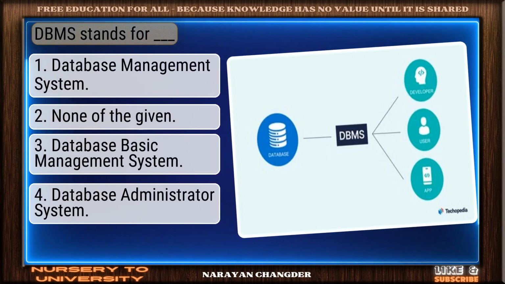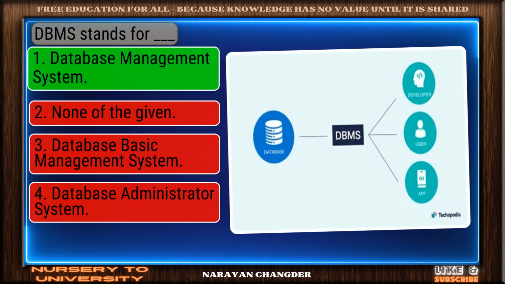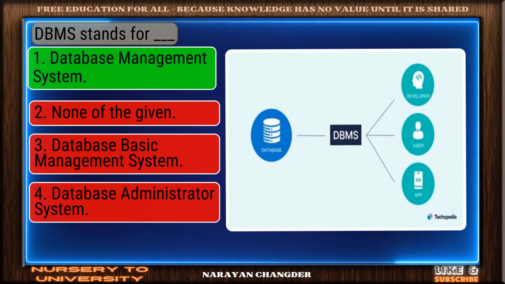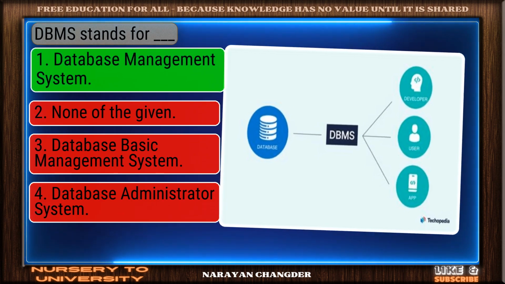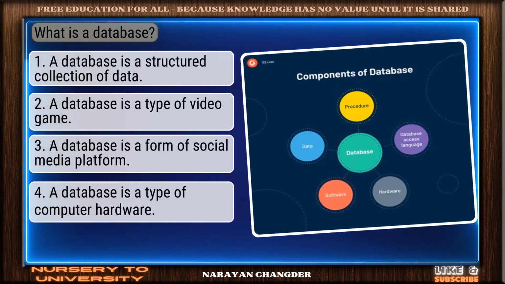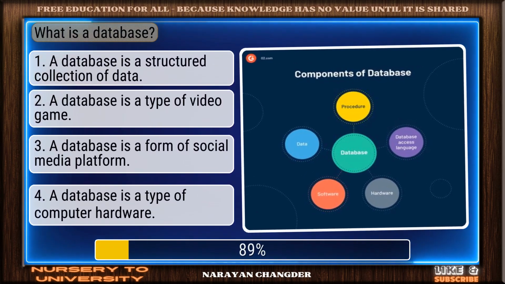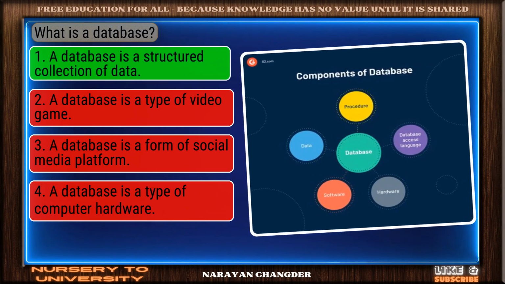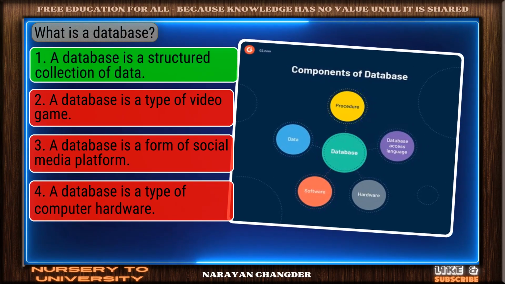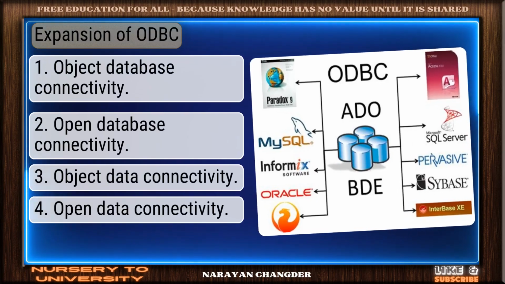Question number 75. DBMS stands for dash. Sharp thinking. Database management system is the right choice. Question number 76. What is a database? You chose a database is a structured collection of data. And it is correct. Question number 77.